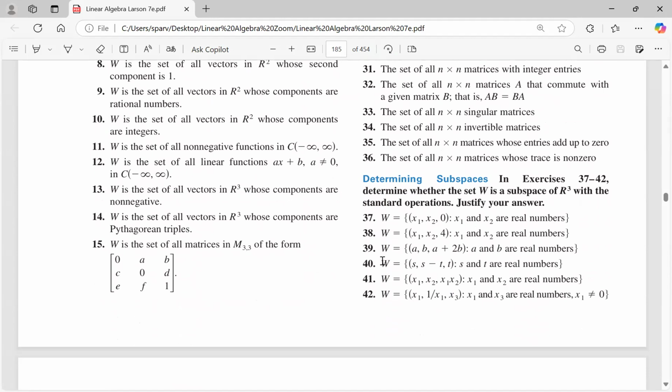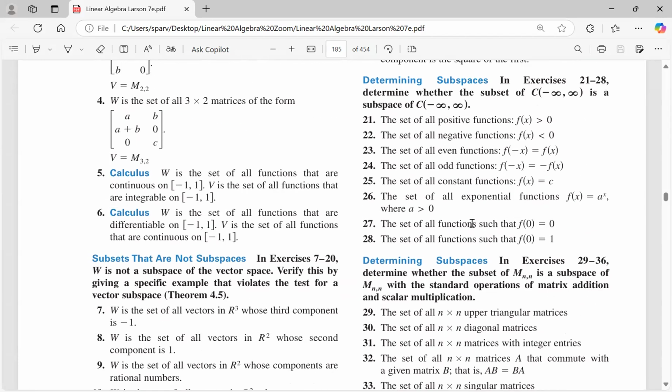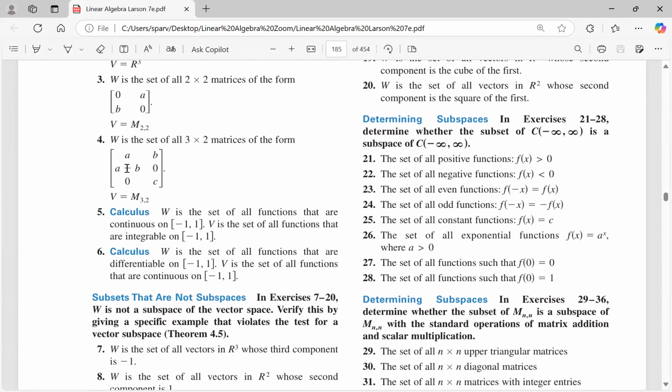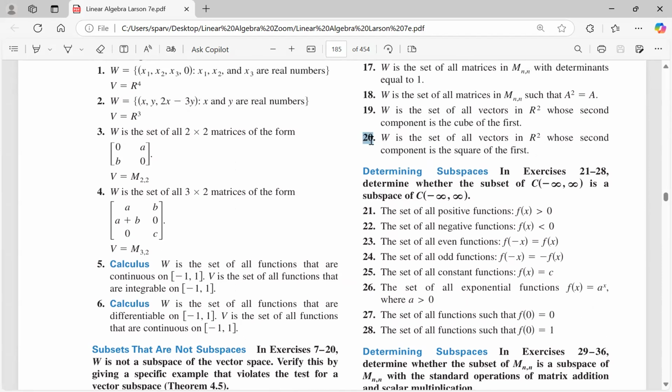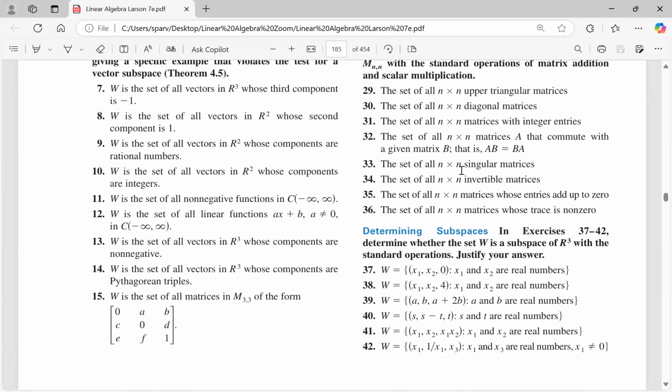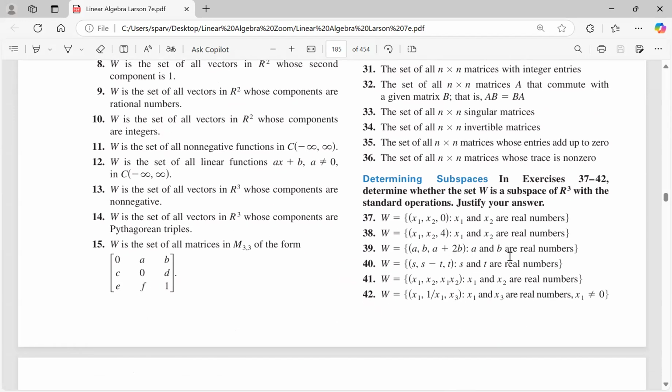Now, in this segment, it says determine whether the set is a subspace of R cubed with standard operations. Let's see what these are. Standard operation means nothing like this. That's not standard, is it? Where the second row, first column is A plus B. Number 20 we did, that's not standard operation if the second has to be the square of the first. So these have standard operations on them, which is addition and multiplication.